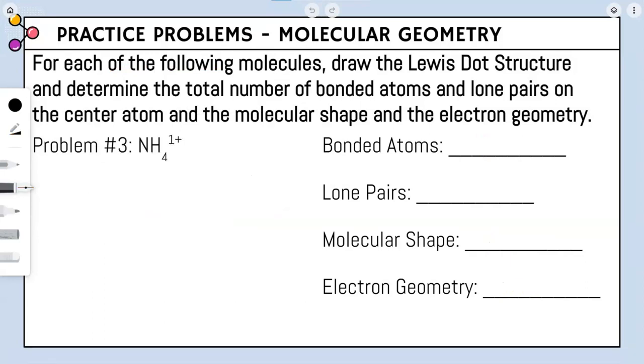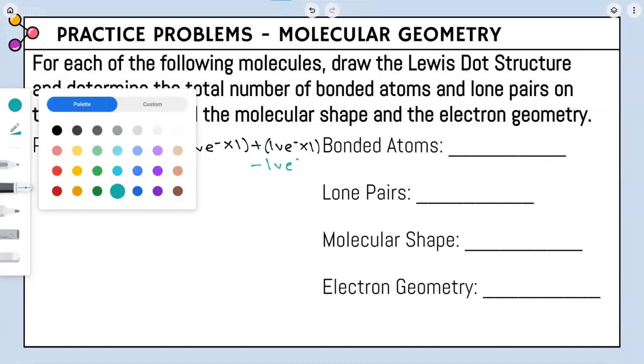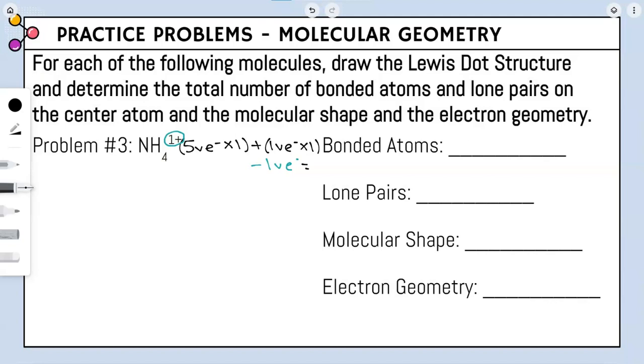So moving on to problem number 3, we have NH4 1+. We have to find the total number of valence electrons. So nitrogen has 5 valence electrons, and we have 1 of them. Hydrogen has 1 valence electron, and we have 4 of them. And this time we have a charge. That charge tells me that we are losing 1 valence electron, which will bring our final total to 8 valence electrons.